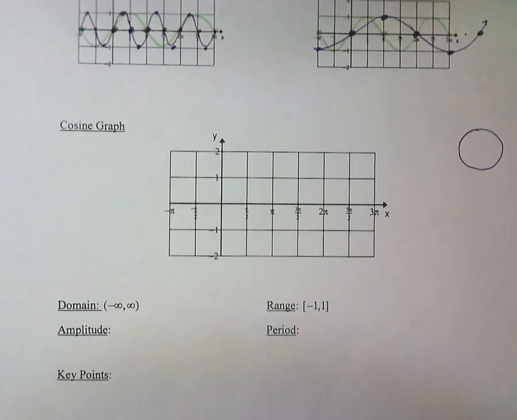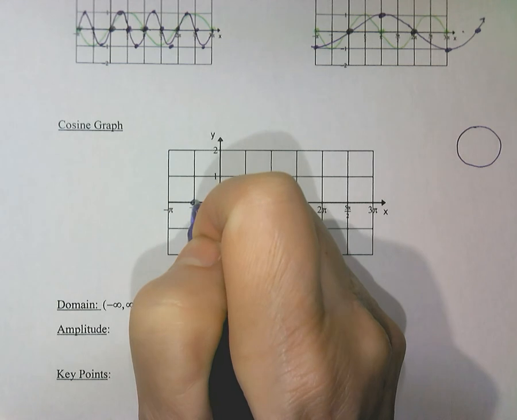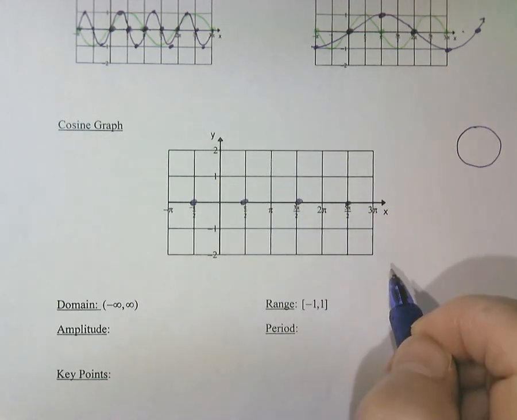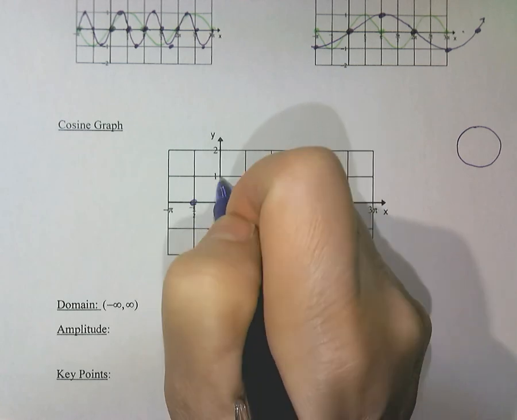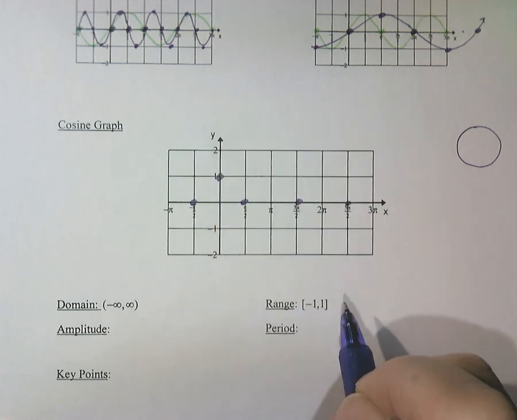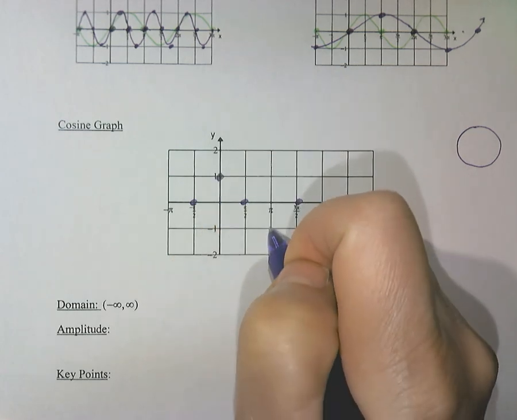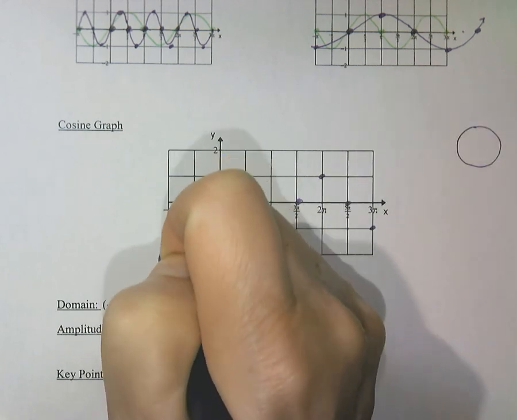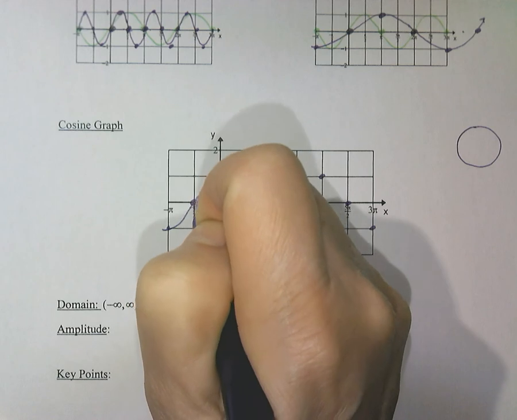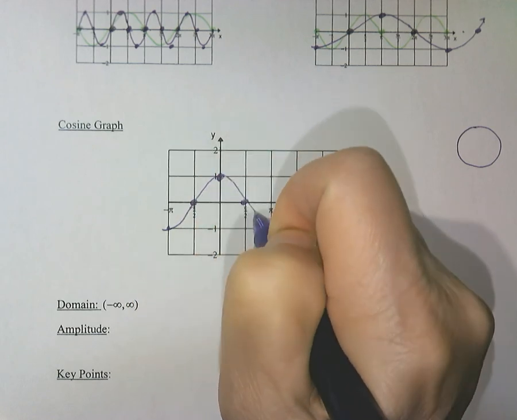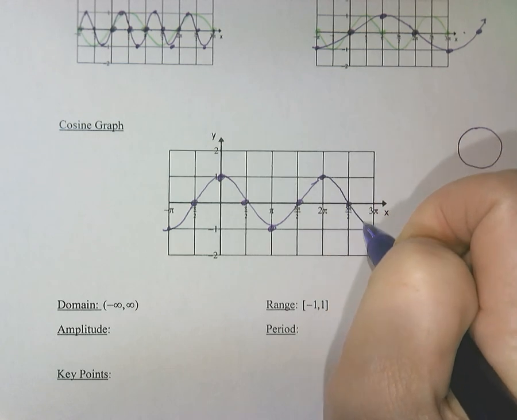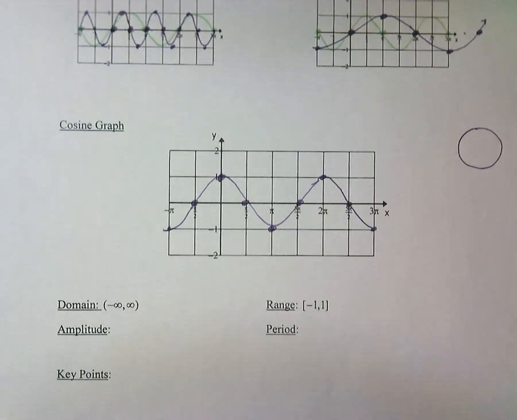So at all the multiples of pi over 2, I'm going to have 0. It starts out, 0 has 1, pi has -1, and then it flops back and forth as well. So that is what a cosine graph looks like.